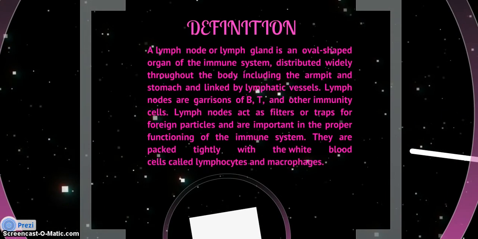A lymph node or lymph gland is an oval-shaped organ of the immune system, distributed widely throughout the body including the armpits and stomach and linked by lymphatic vessels. Lymph nodes are garrisons of B, T, and other immunity cells. Lymph nodes act as filters or traps for foreign particles and are important in the proper functioning of the immune system. They are packed tightly with the white blood cells called lymphocytes and macrophages.